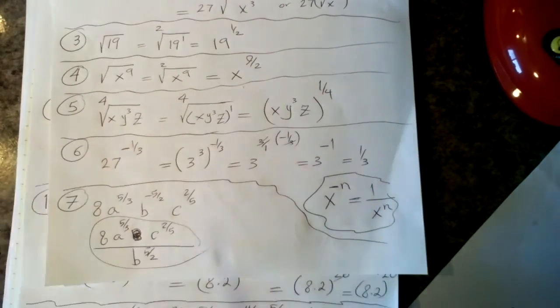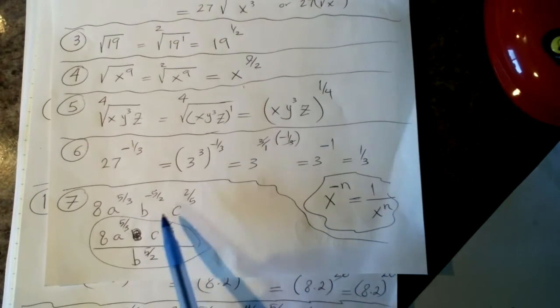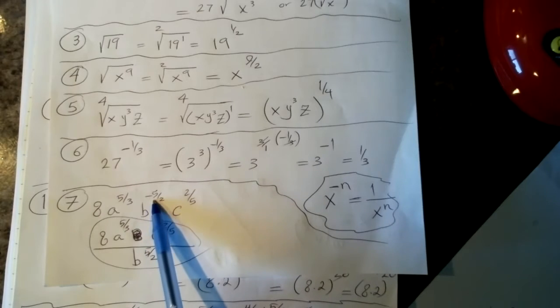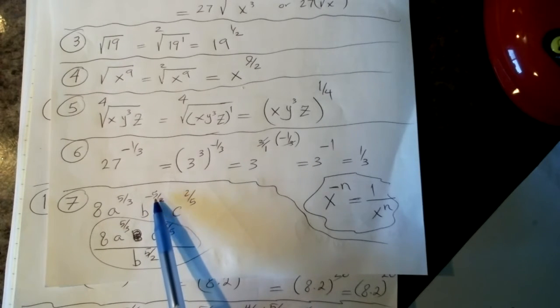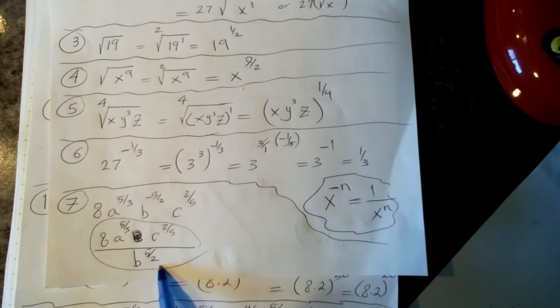Now, in a case like this, the only variable that has a negative power is this. So if you want to change the -5/2 to the positive, it has to be at the denominator.